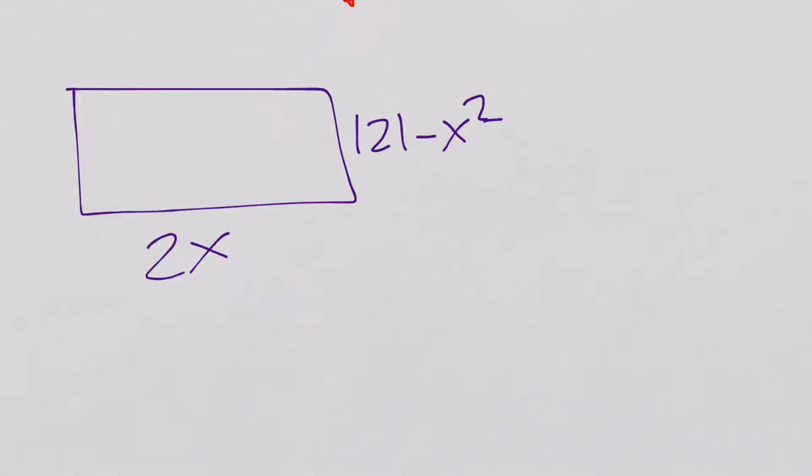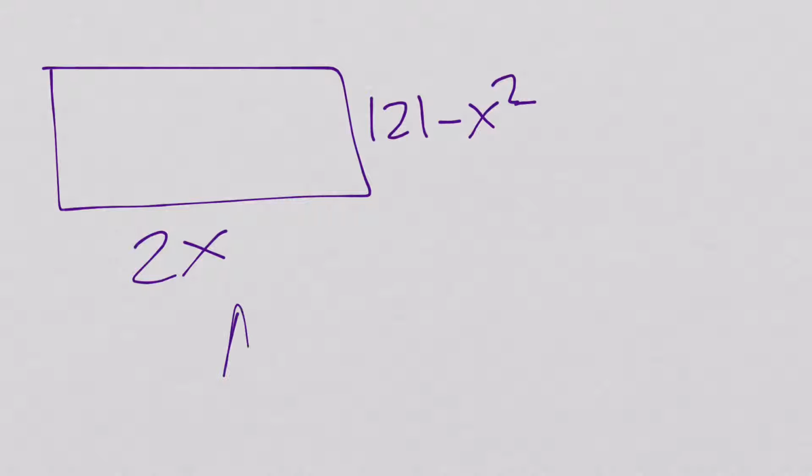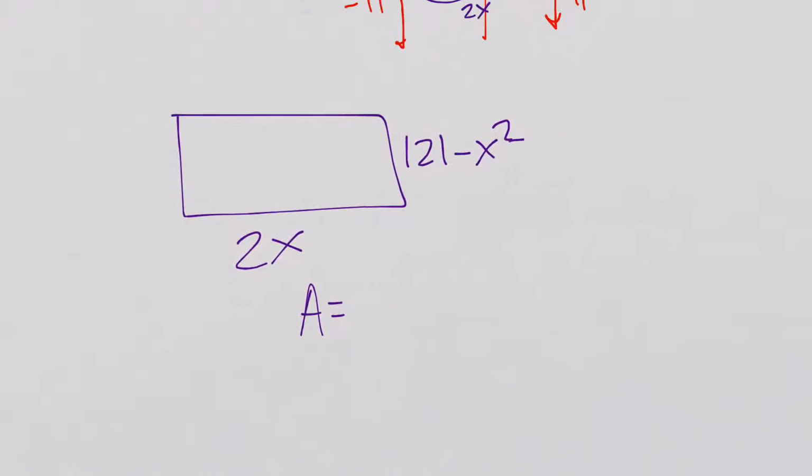Now I only have one unknown value in my diagram. The equation for the area of a rectangle is the base times the height. My base is 2x, and my height is 121 minus x squared. So I have an area equation in terms of x.